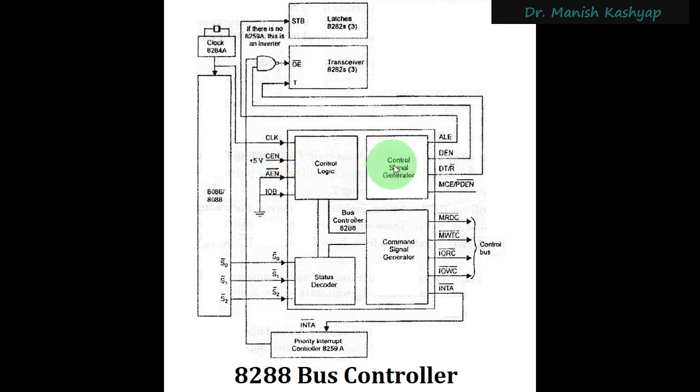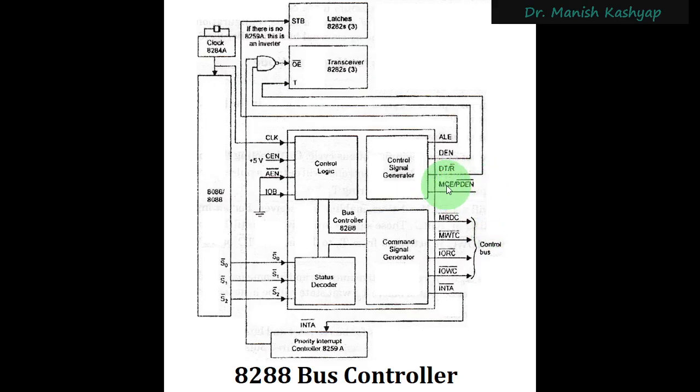So let me first begin with ALE. We already know ALE is used for the address latching mechanism. DEN is used to activate the transceiver. This is what we are also aware of. Then this DT/R, we are also aware of this particular pin. Then this MCE/PDEN. MCE means Master Cascade Enable, and this PDEN simply means Peripheral Data Enable, right? So this pin has these two meanings depending on whether it is set or reset.